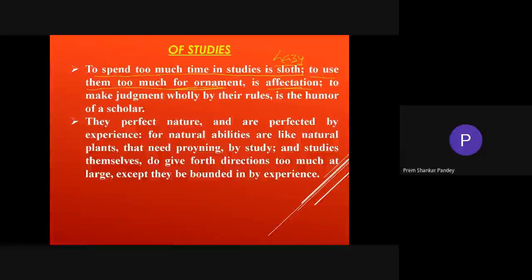That is again bad. First he says too much study is laziness. It is bad. But if you are using these studies for show off, again it is bad. It is affectation. To make judgment wholly by their rules is the humor of a scholar.